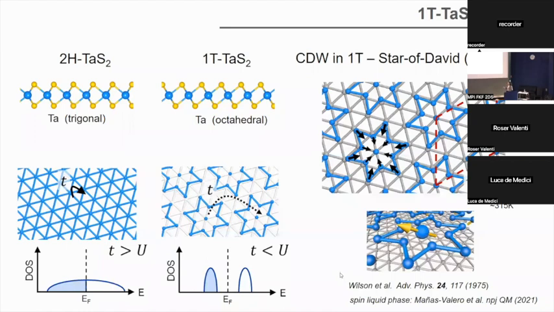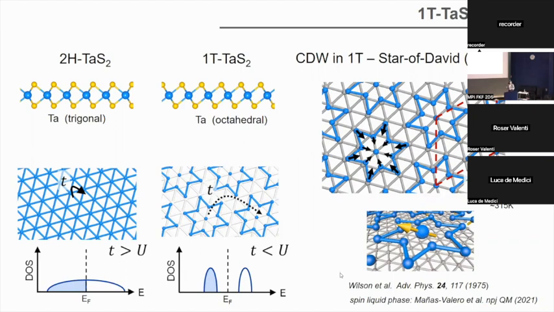So we have the so-called 2H tantalum disulfide, where the tantalum is in a trigonal environment of sulfur. And this system, in fact, shows a charge density wave, a 3 × 3 charge density wave, but it's always in a metallic state. So in fact, it's a conductor.